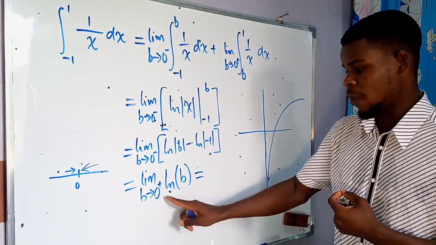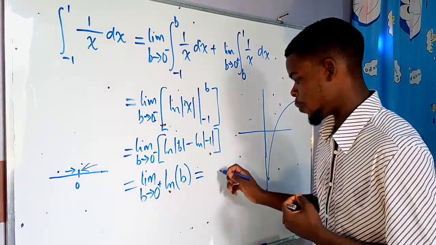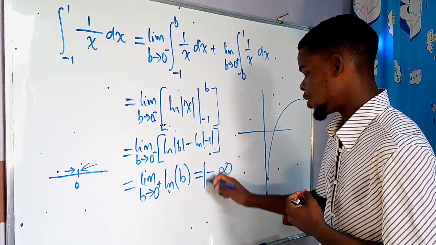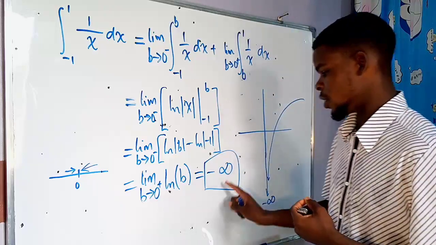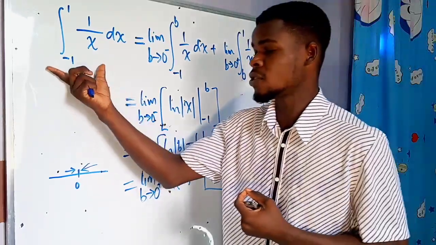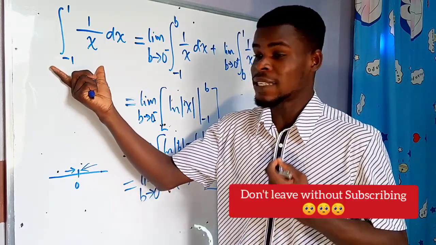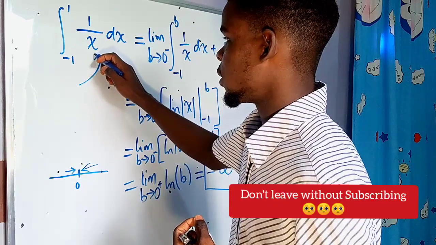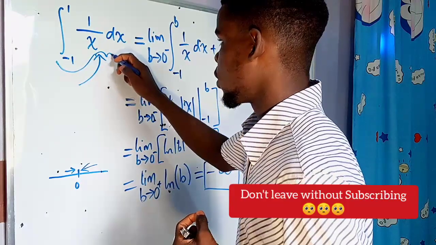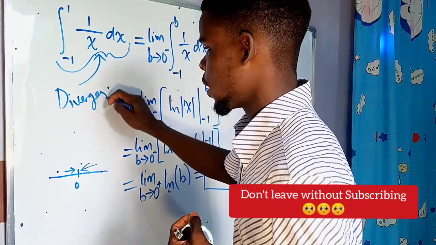That means as we approach 0 from the right, the natural logarithm of that input approaches negative infinity, and this right here is an infinite number. It is not a finite number, it is an infinite number. That tells us that this integral here diverges. So it is not equal to 0, rather it diverges. So you can really say this right here, or when I say this right here, I mean the whole of this, diverges. So yeah, that is it.